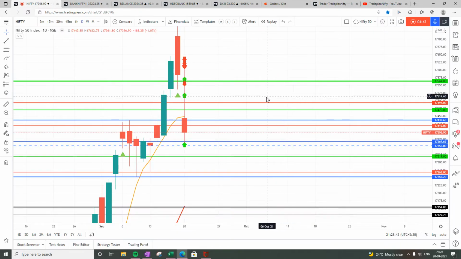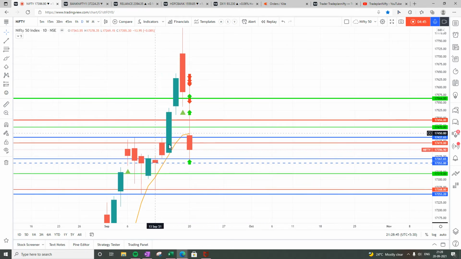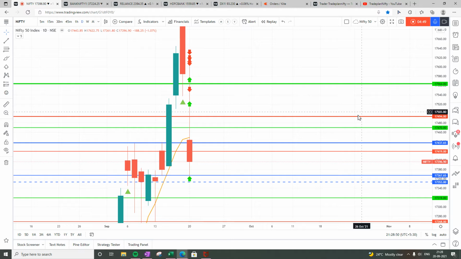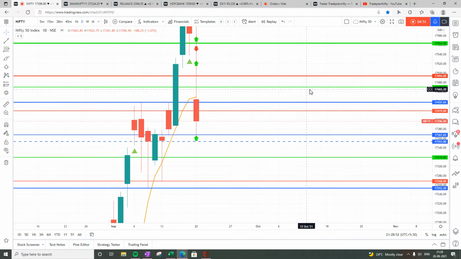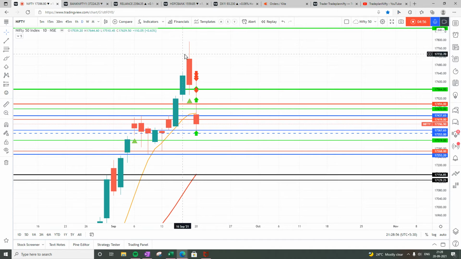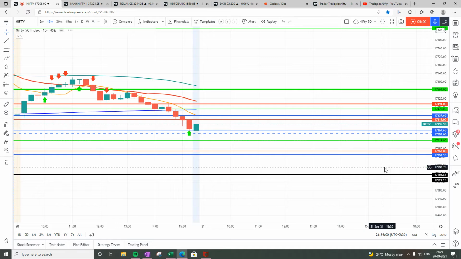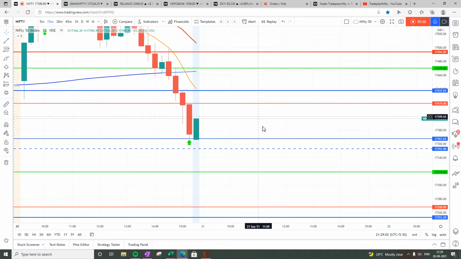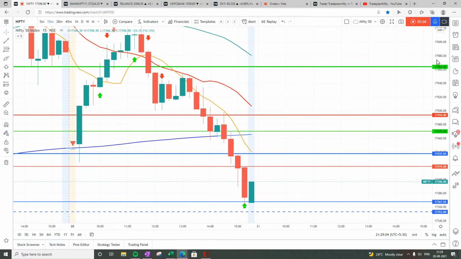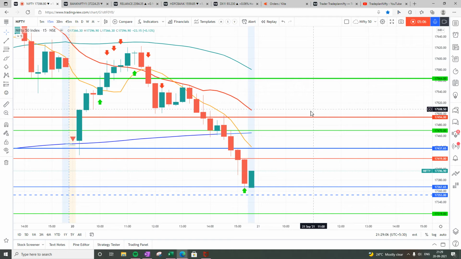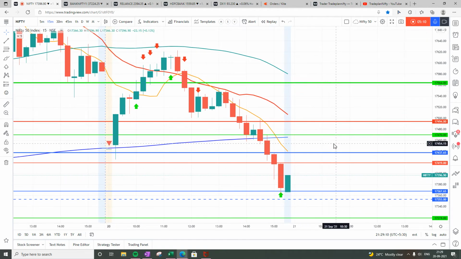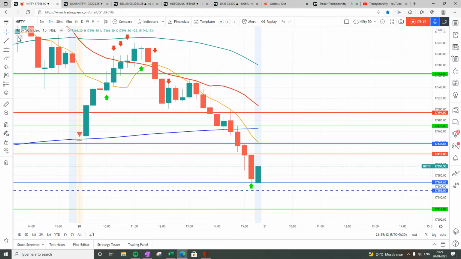On the top side, Lalaji will have a resistance at 17,500, but as of now on the daily chart it is below 8, above 20. So it is still in an uptrend. On the 15-minute chart is where we see a big sign of reversal, and today it has closed below 50, below 20, below 200, and below the 8 bar moving average. So here definitely the trend is looking in a downward direction.